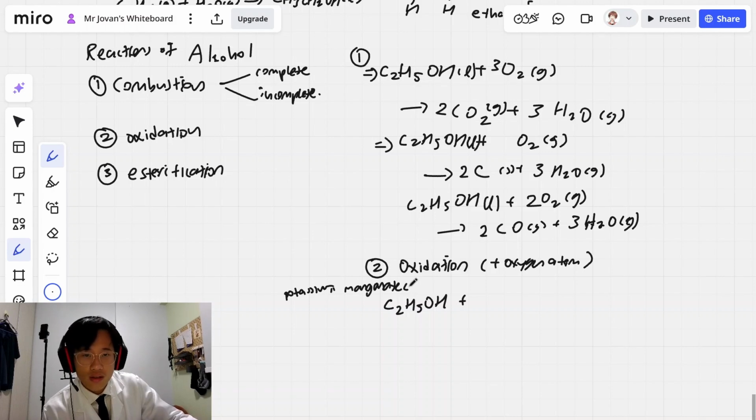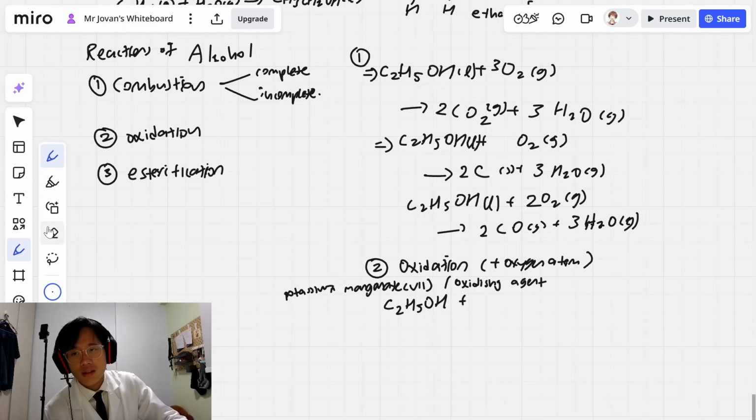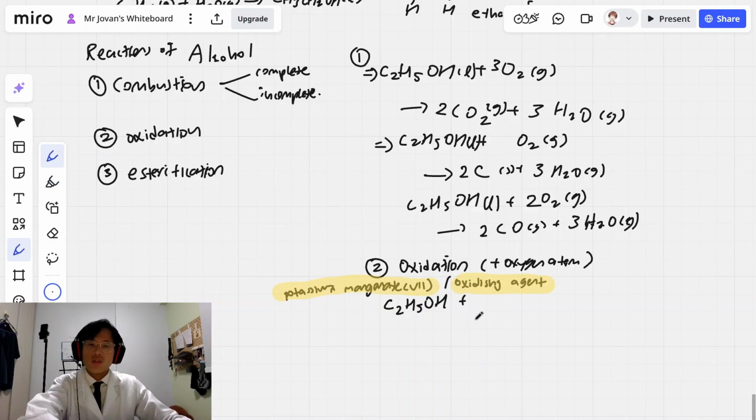I think you all have heard this many times. (VII). So this is an oxidizing agent. There are many other oxidizing agents, so basically it just has to be an oxidizing agent, but I'm just going to put my favorite one here. This is the main one, the oxidizing agent. To show oxidizing, hold on, let me write this neatly.